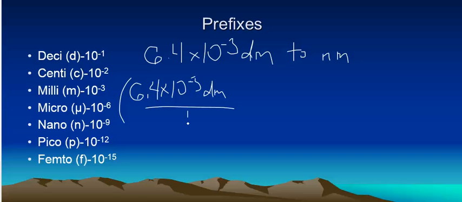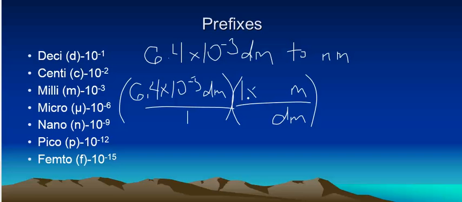Let's put it over 1. I'm starting with a prefix. I have to go back to my base unit. Well, decimeter, my base unit, is just meter without the prefix. What does deci mean? 10 to the negative 1. And that goes in front of my base unit, the one without a prefix. So the 10 to the negative 1 goes up here. In front of my prefix, you put the 1.